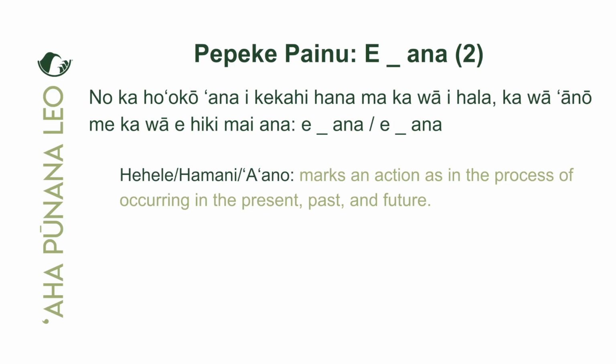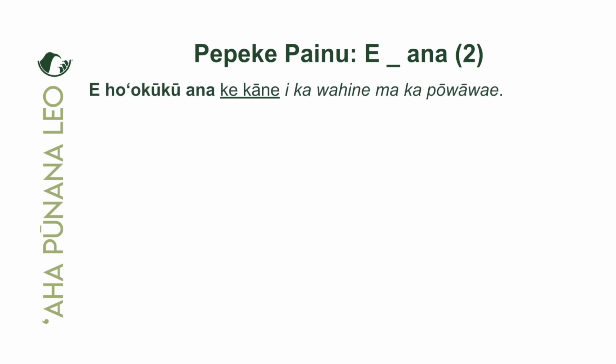Yeah. You can still use e ana for things that happen in the present. You can use e ana for things that happen in the past. And you can definitely use e ana for things that happen in the future. But again, this is another function of e ana, and it'll depend on the context. So let's take a look. All right, here's the first example.